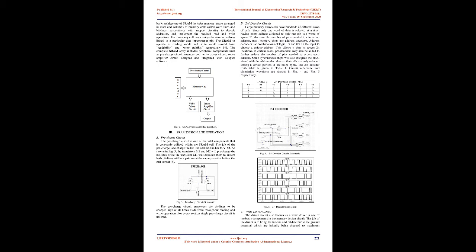3. SRAM design and operation. A. Pre-charge circuit. The pre-charge circuit is one of the vital components that is constantly utilized within the SRAM cell. The job of the pre-charge is to charge the bit line and bit line bar to VDD. As shown in Fig 3, the transistors M1 and M2 will pre-charge the bit lines, while the transistor M3 will equalize them to ensure both bit lines within a pair are at the same potential before the cell is read.